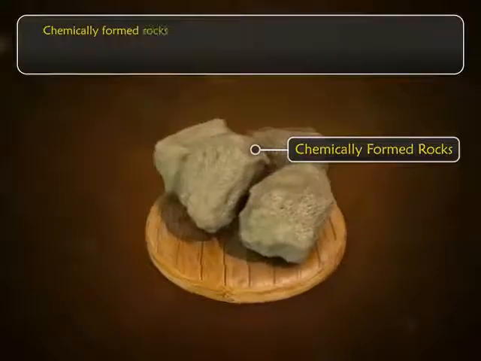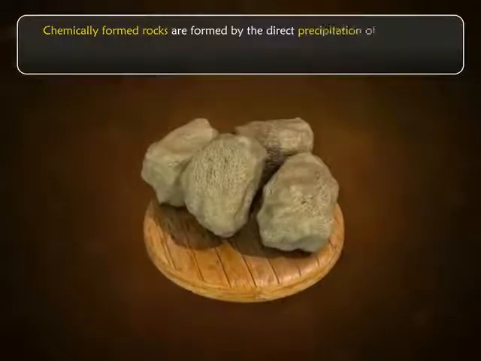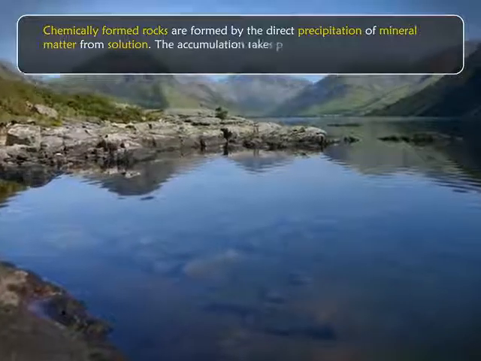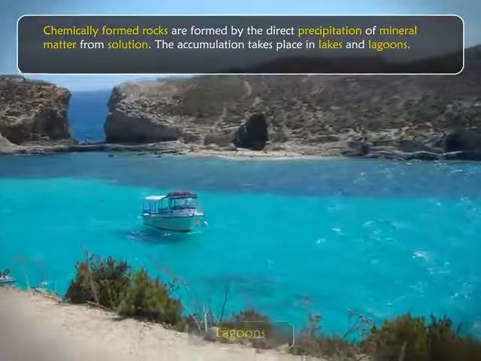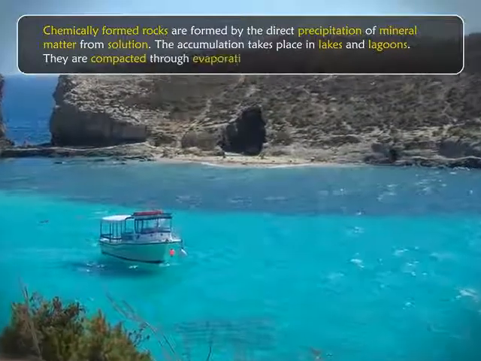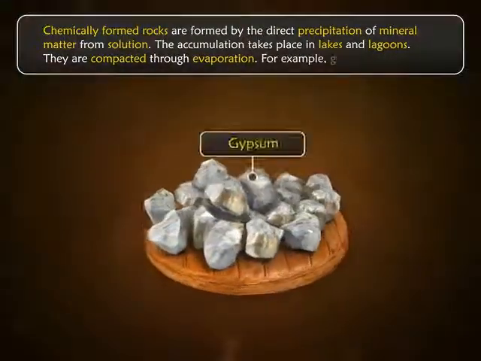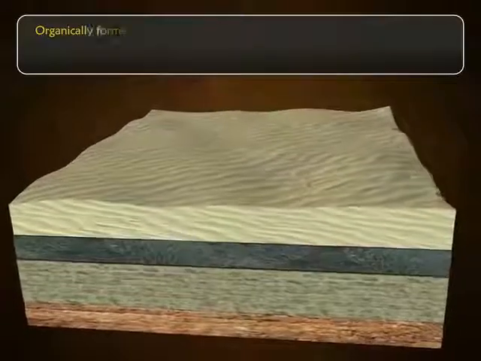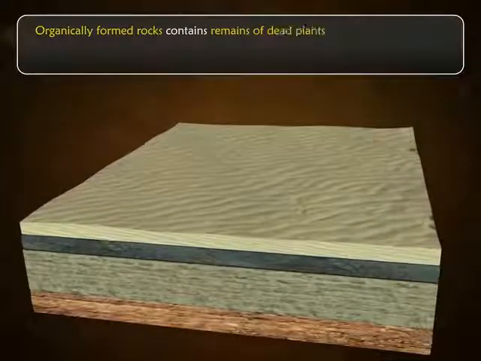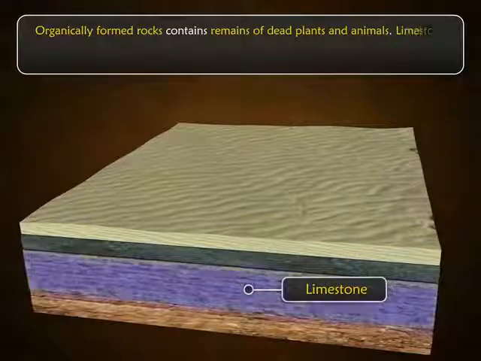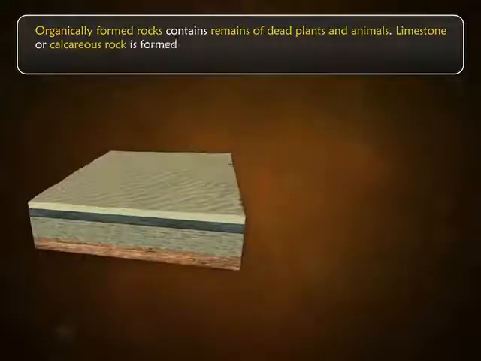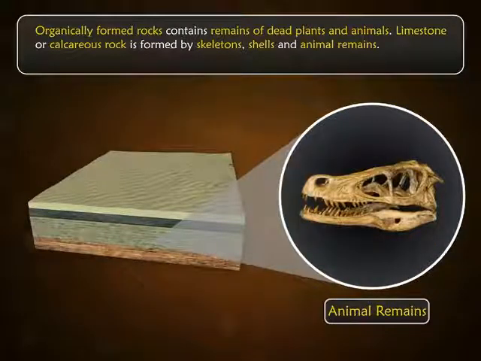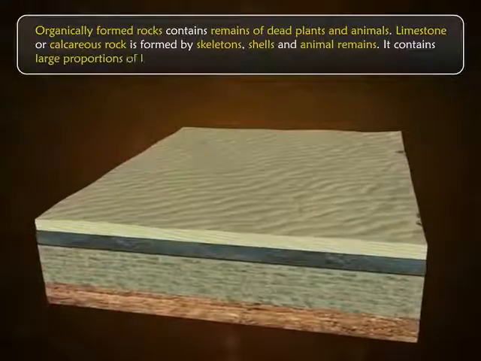Chemically formed rocks are formed by the direct precipitation of mineral matter from solution. The accumulation takes place in lakes and lagoons. They are compacted through evaporation. For example, gypsum and rock salt. Organically formed rocks contain remains of dead plants and animals. Limestone or calcareous rock is formed by skeletons, shells, and animal remains. It contains large proportions of lime.